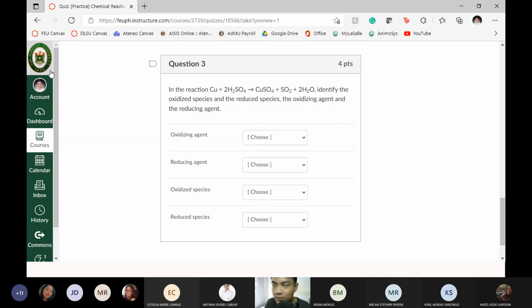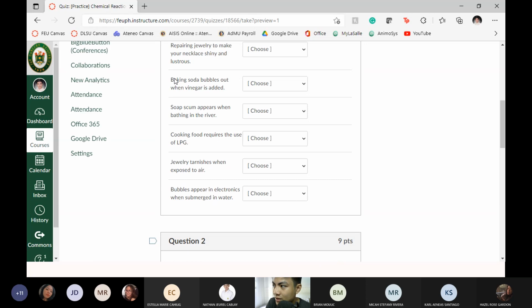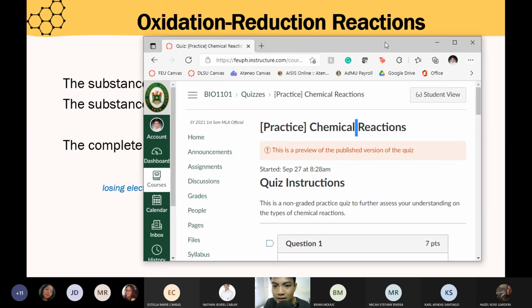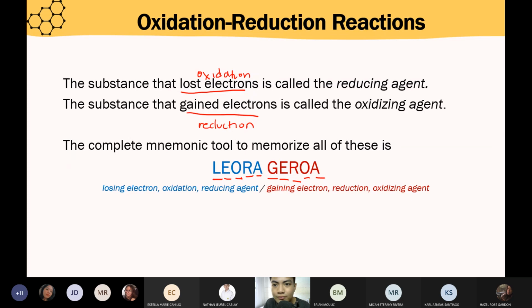So, ganun lang. Yun yung tip ko sa inyo. That's why you have this test na practice para mas masanay. Okay? Anyway, let's proceed.